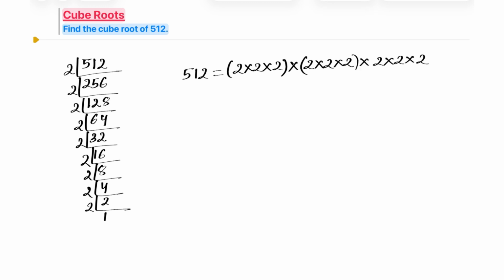And the cube root is, from each triplet we will take one of the factor. So it is 2 into 2 into 2, which is equals to 8. So cube root of 512 is 8.